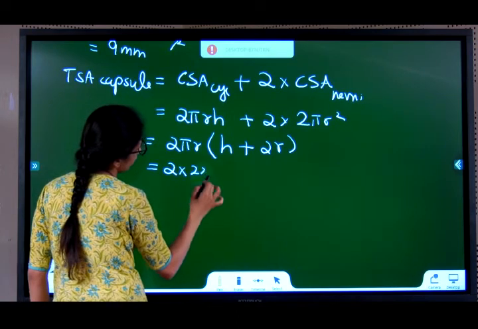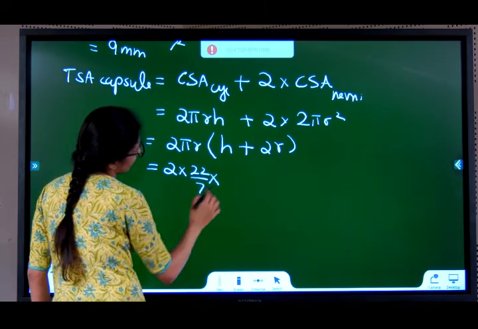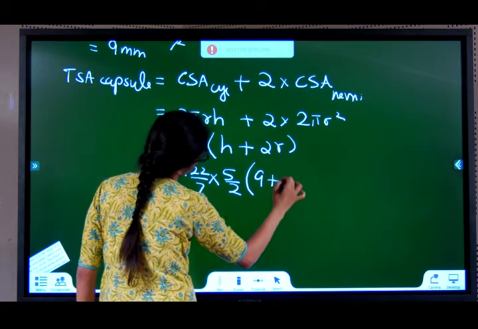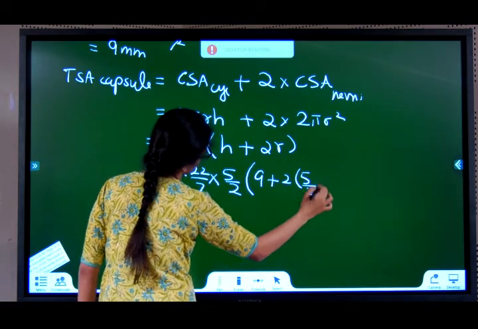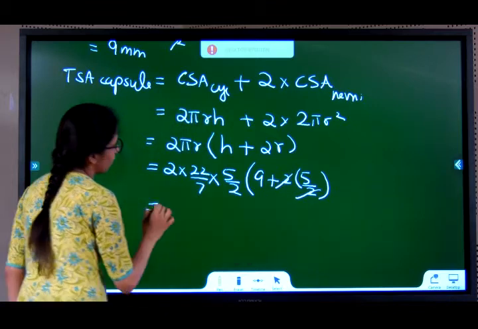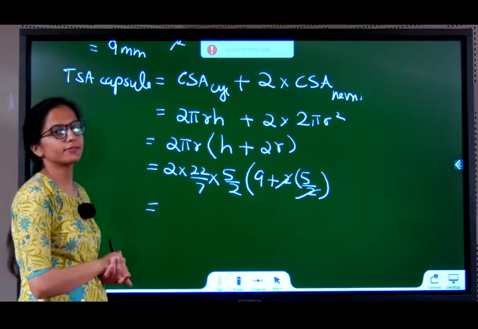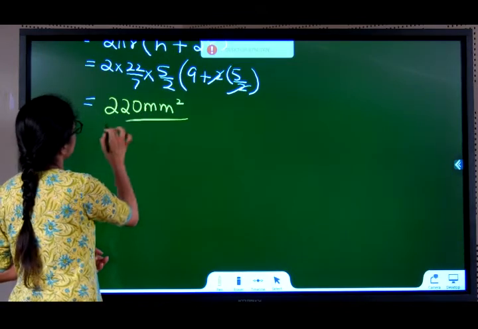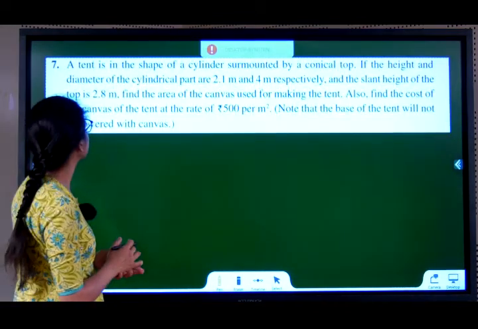2 into 22 by 7. Radius was 5 by 2. Height is 9 plus 2 into 5 by 2. 2 cancels. On solving this we get 220 millimeters square.